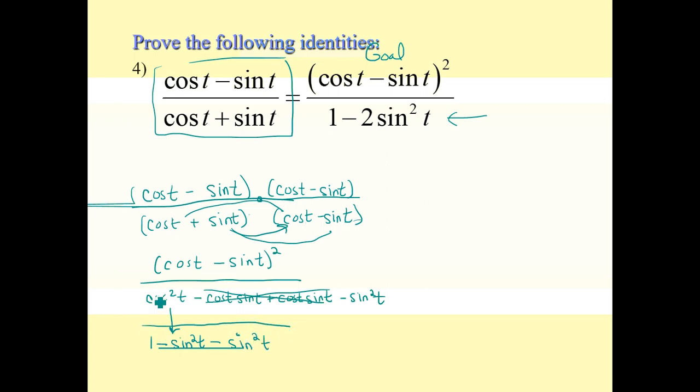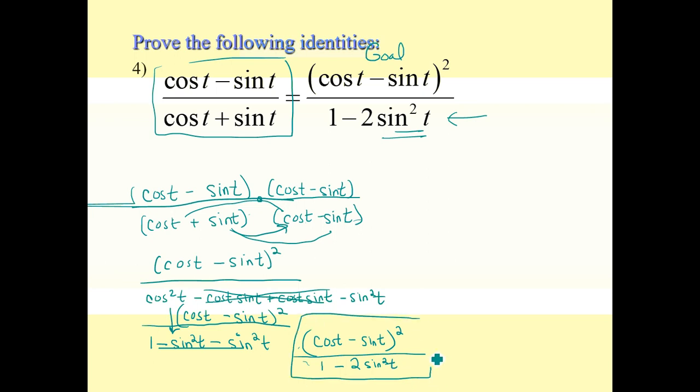How did I know to get rid of the cosine squared and turn it into a sine squared? Because I looked at my goal, right? I looked at the goal. The goal is to only have sine squareds. No cosine squareds down there. So I knew I needed to remove those and replace it with something about sine. So now that I look at what I have, I'm going to continue over here a little bit. I have cosine t minus sine t being squared all over 1 minus 2 sine squared t. And that is exactly what I was trying to prove.